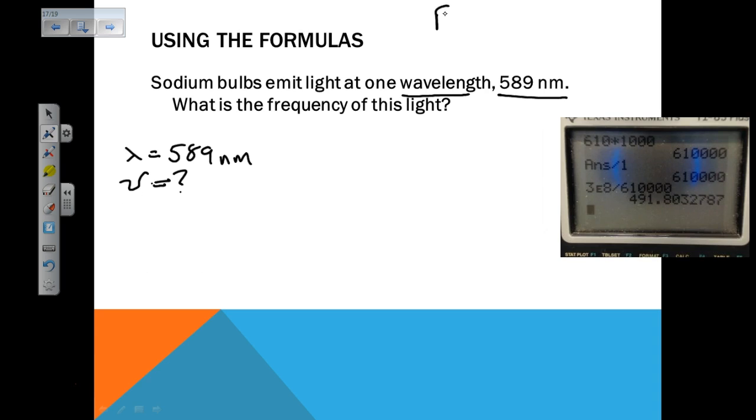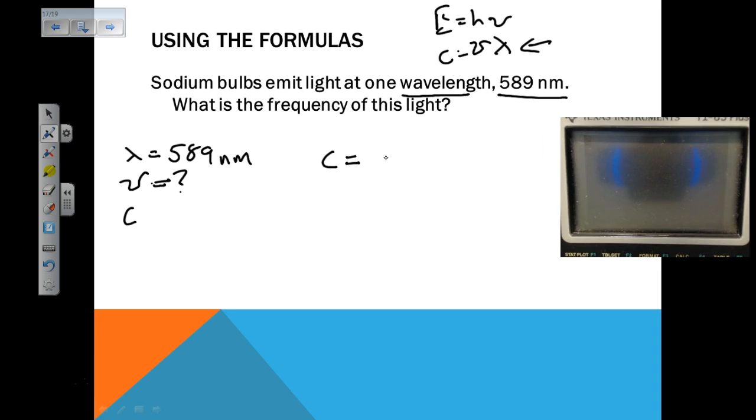Well, which of the formulas, E equals h nu or c equals nu lambda, relates wavelength and frequency? Same one. Great. So we need c. So over here, I'm going to write c equals nu lambda, Mary's formula. It's not actually called Mary's formula, that's just me. And so c is 3 times 10 to the 8th. So now we plug in. Oh, before we plug in, we better check units.